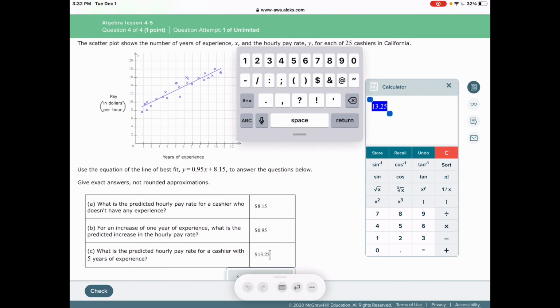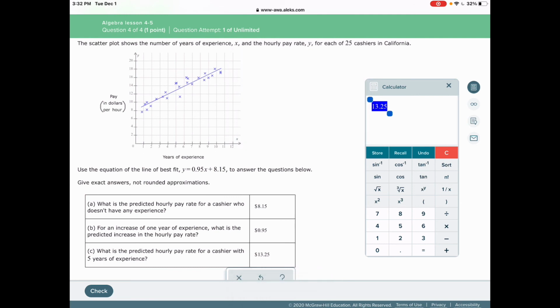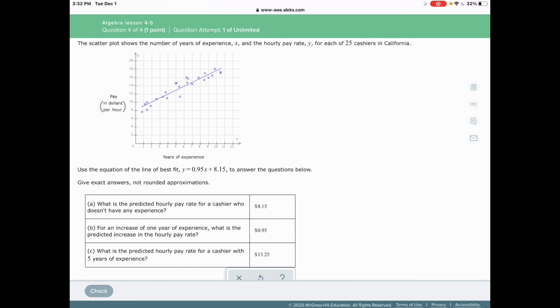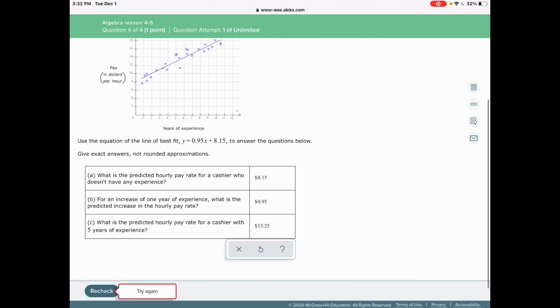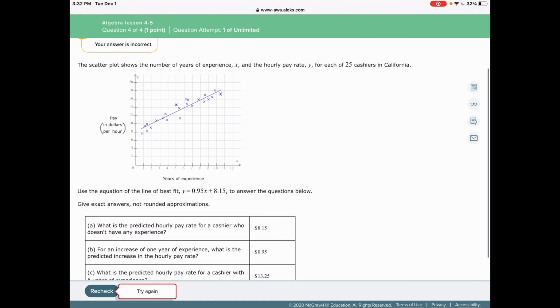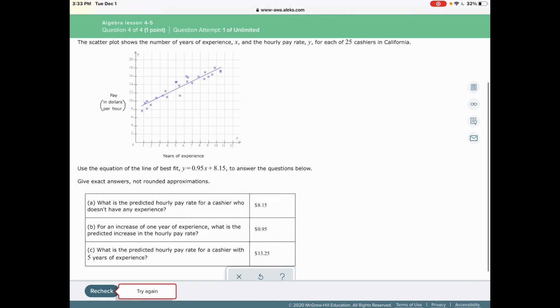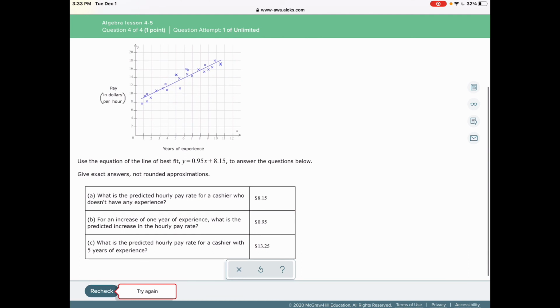What a cashier with 5 years of experience would make. So I go up 5 years of experience, and yeah, the line crosses between the 12 and the 14, so that should be good. Check. Uh-oh, it doesn't like me for some reason. I have forgotten something somewhere. Let's just make sure I typed in everything right. Often it is my calculator.